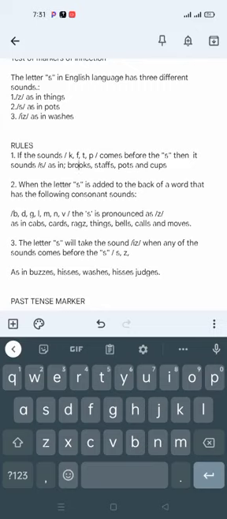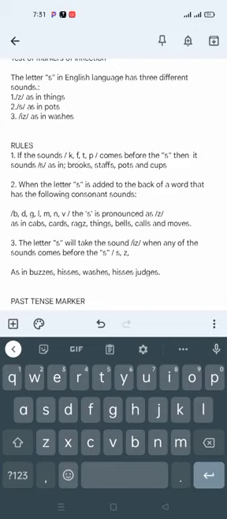Number 3. The letter S will take the sound /ɪz/ when certain sounds come before the letter S. When you have the letters S or Z coming before the last S, that's the inflection S, then the last S should take the sound /ɪz/. So oftentimes you could have words ending with SES or ZES. Then you have the ES at the ending taking the sound /ɪz/.